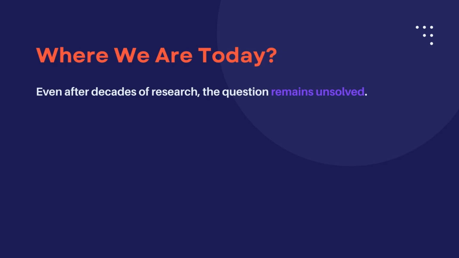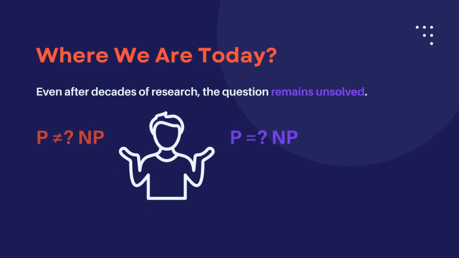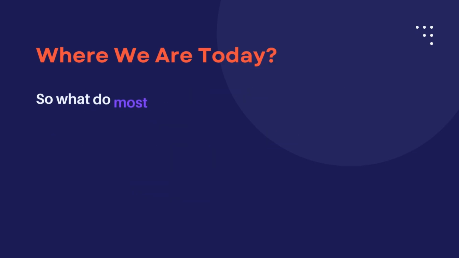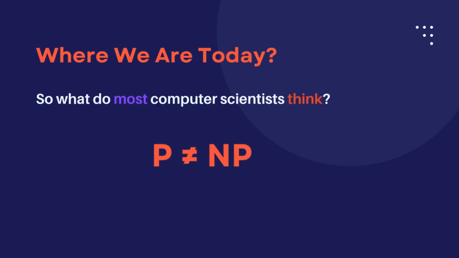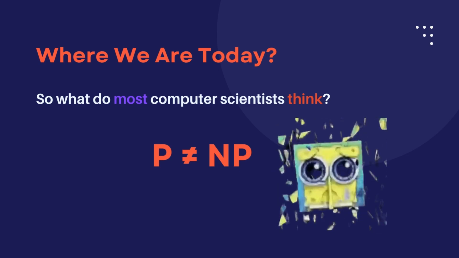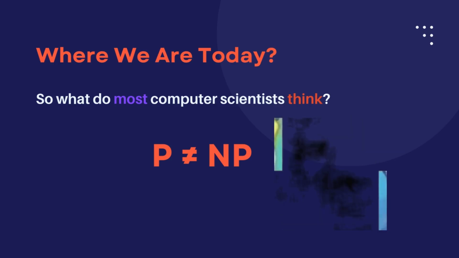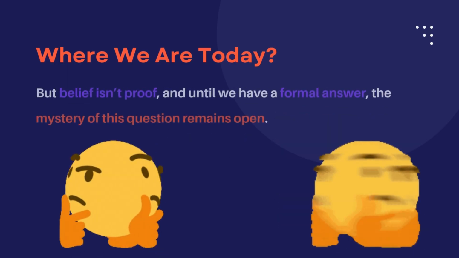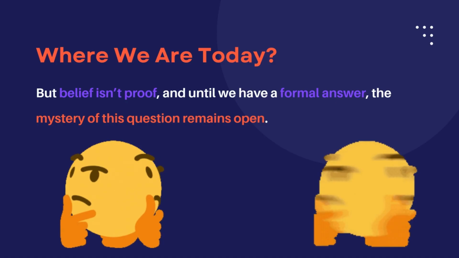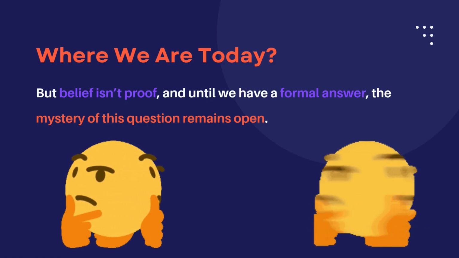So, where do we stand today on the P versus NP problem? Even after decades of research, the question remains unsolved. We still don't know whether P equals NP or not. This is why it remains one of the 7 Millennium Prize problems with a $1 million reward for a correct proof. So what do most computer scientists think? Most experts believe that P is not equal to NP. They think it's unlikely that there's a fast algorithm out there for every NP problem. We just haven't proven it yet. But until we have a formal answer, the mystery of this question remains open.